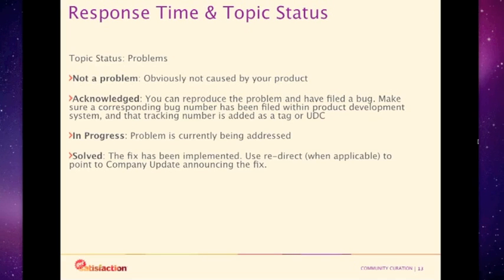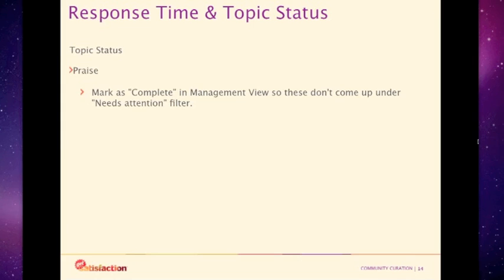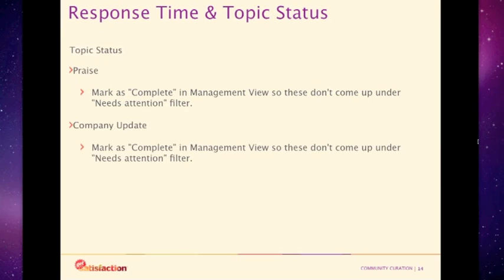If it's a big enough deal and you're certain that others in your community will want to hear about it, you might want to create a company update topic about it and then use the redirect on the problem topic to point to that company update. Praise topics should be marked as complete in the management view so that these don't come up under your needs attention filter in your workflow, and the same with company update topics.